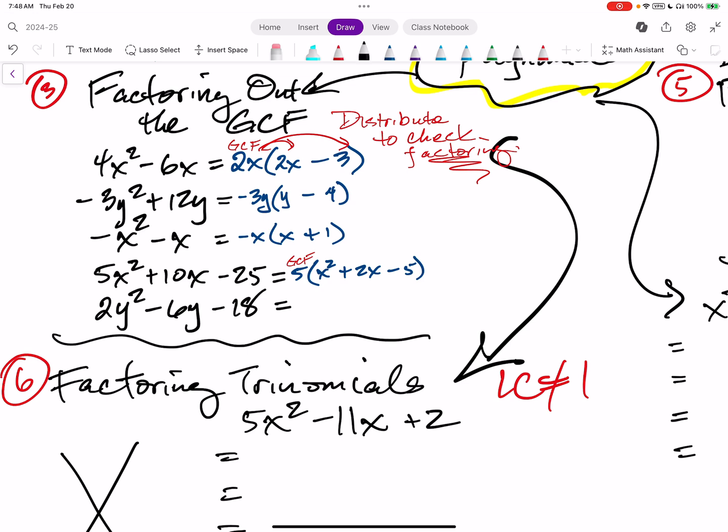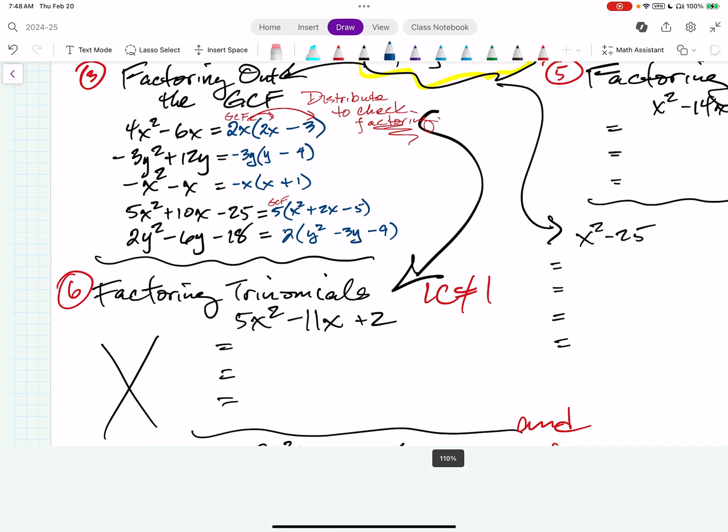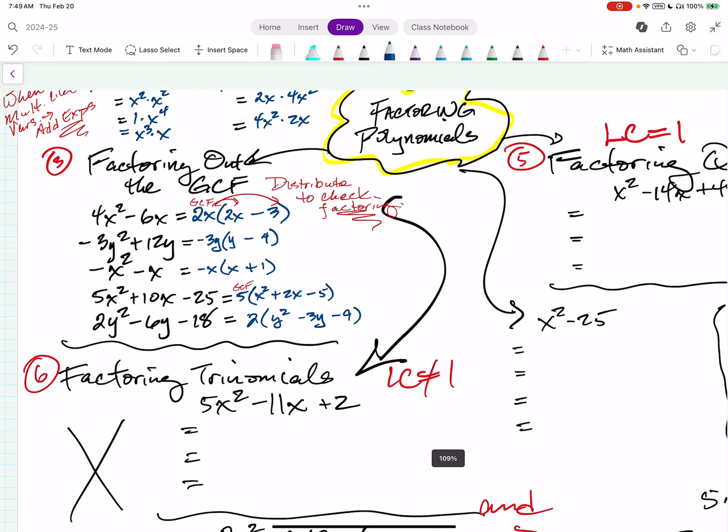Now on the next one here, they're all divisible by 2, right? 2 is a factor of 2, 6, and 18. So factor out the 2. So what you get is 2 times y squared minus 3y. 2 times minus 3y is minus 6y. And 2 times a minus 9 gives you a minus 18. That skill right there, factoring out the GCF, is super important because we're going to get involved with it right now.